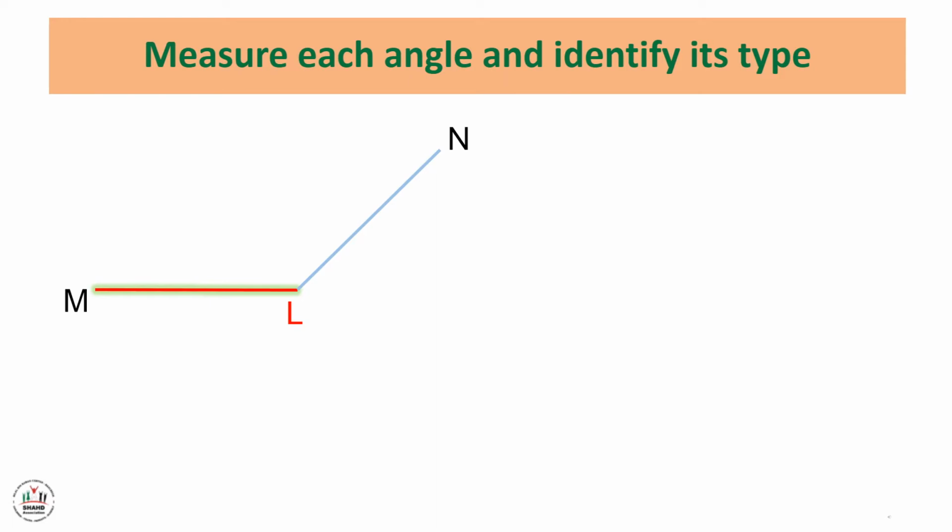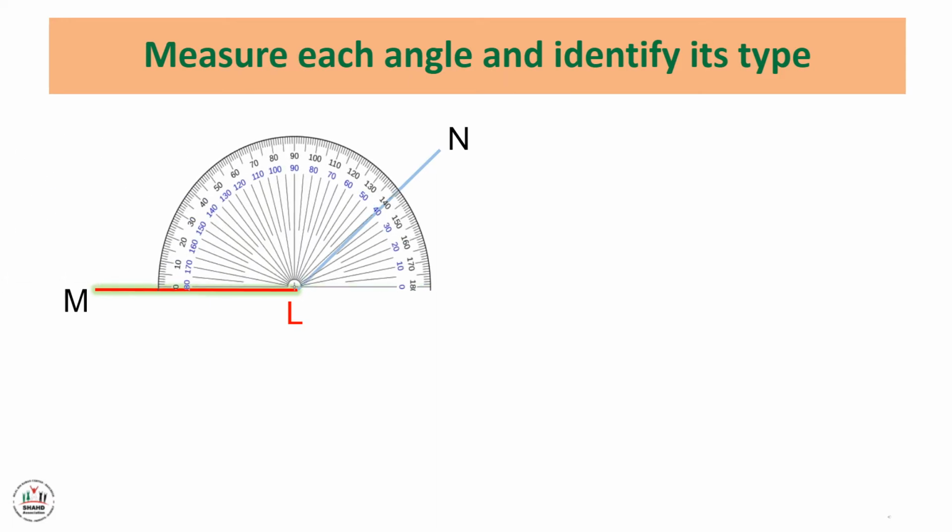We put the protractor like this. The center of this protractor on vertex L and the line of this protractor on side LM. Notice the zero that comes on the side. Which one is it, the blue one or the black one? Very good, the black one.